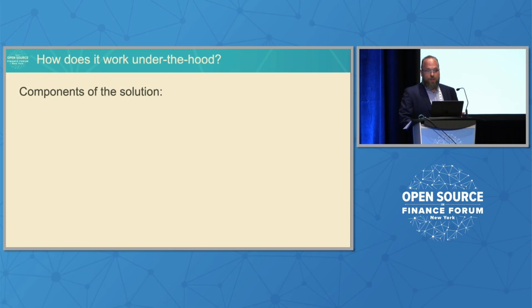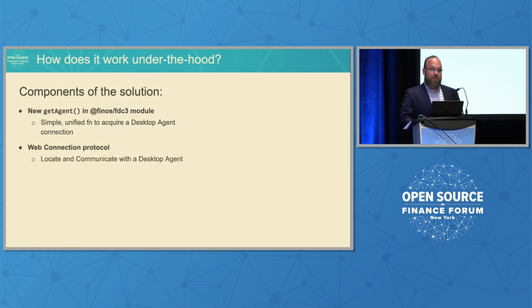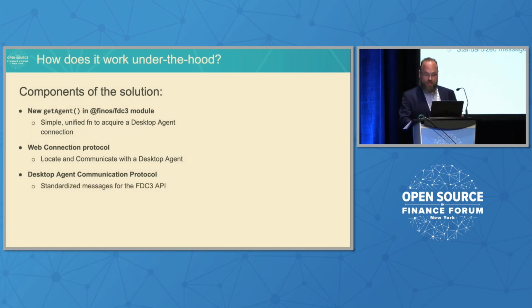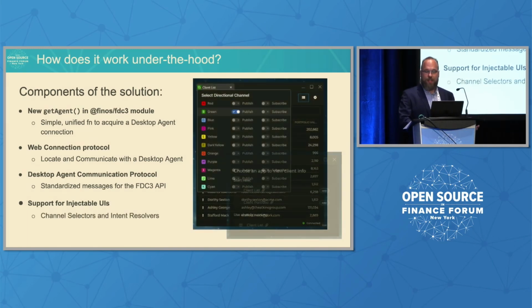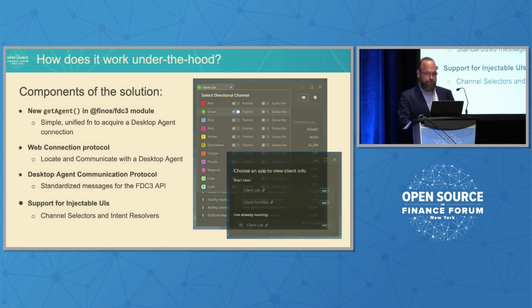So how does it work under the hood? There are a few components to the solution. One is a new getAgent function in the FINOS FDC3 NPM module. It's a simple unified function intended to help you acquire a desktop agent that you use whether you're working in a container or in a browser. We had to define a web connection protocol that governs how that actually works. How do you locate and communicate with the different types of desktop agent? We created a desktop agent communication protocol, which is a set of standardized messages for all the things that you do in the FDC3 API, and some support for injectable user interfaces for things like channel selectors and intent resolvers that are typically provided by the desktop agent to applications that they're supporting.